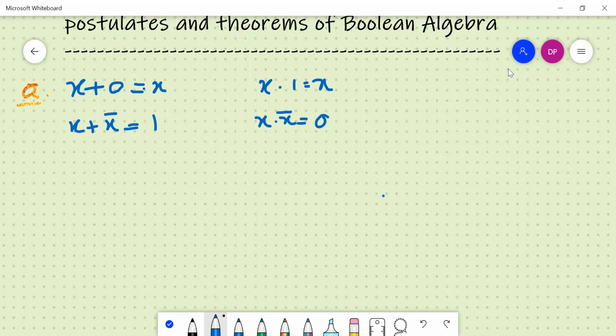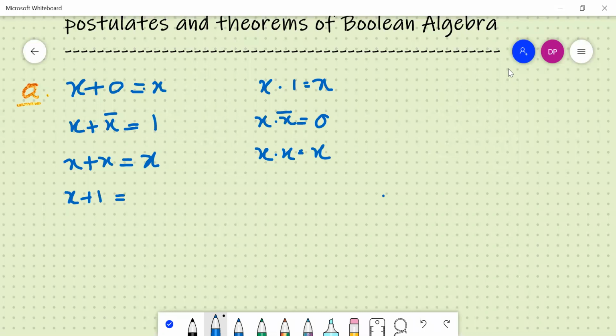Similarly, a variable or with the same variable, what will we get? X, the same one. 1 or with 1 is 1, 0 or with 0 is 0. Similarly, a variable and with the same variable, what will you get? X only. A variable X or with 1, what will you get? 1.